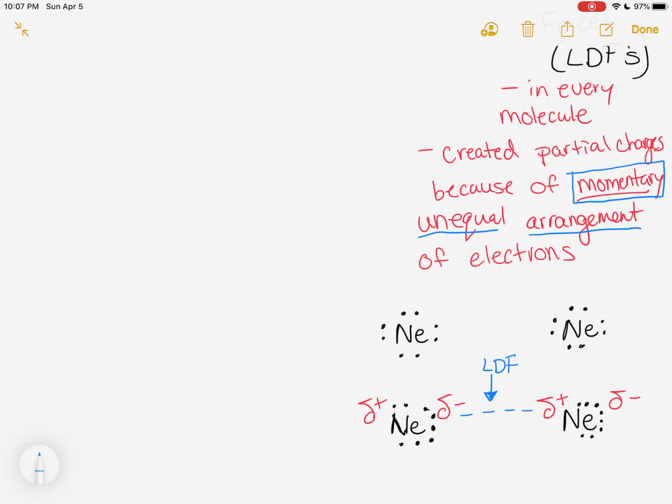Now, the tricky thing about LDFs is that they only last for a second and then they're gone again, because the electrons being unequal is a momentary idea. So it only lasts for a moment, and then the electrons spread themselves out again. But the electrons are continually moving around. We know that electrons are always moving. And so the electrons are moving and moving, and again, it might happen. And then they're moving and moving, and it might happen again. And it can happen a billion different times.